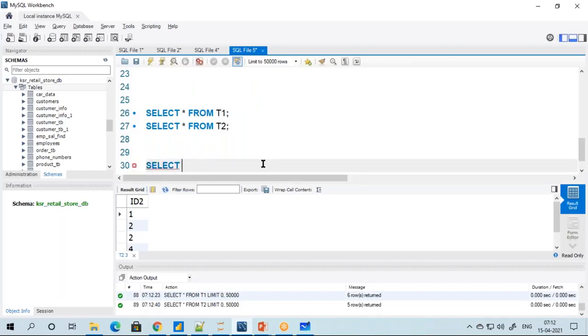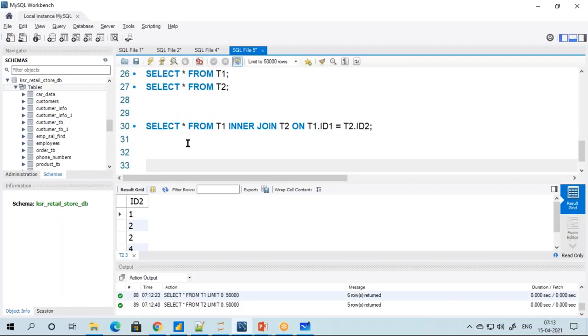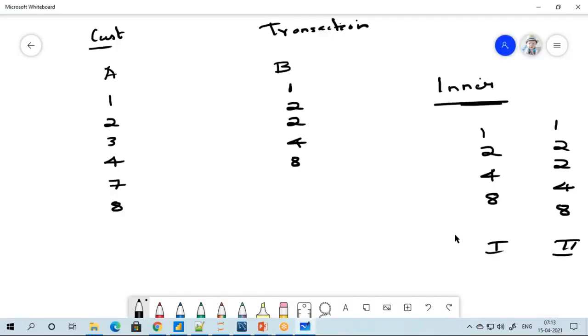Select star from T1 inner join T2 on T1.ID1 equal to T2.ID2. That's all. Now you tell me, number 1 or number 2, which one you will get?